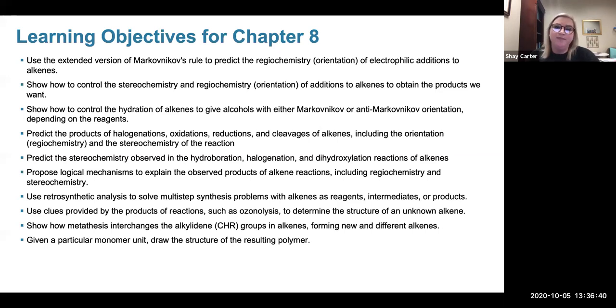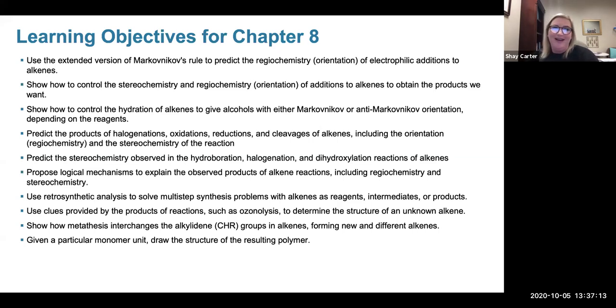Okay, so our learning objectives for chapter 8, we're going to use the extended version of Markovnikov's rule. We're going to talk about Markovnikov's rule. We've talked about Zaitsev's rule. We've talked about our Cahn-Ingold-Prelog rules. We've talked about lots of different rules in organic chemistry. Organic chemistry has lots of different rules. We're going to add to that with Markovnikov's rule. Markovnikov's rule is one of the most famous rules in organic chemistry, and it's pretty easy to remember.